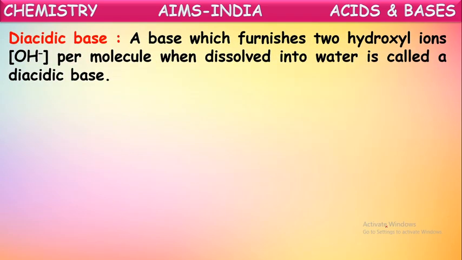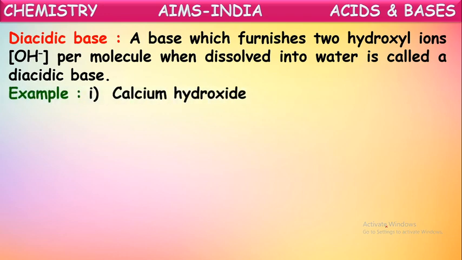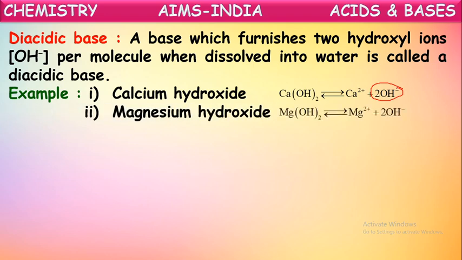Diacidic bases. The bases which furnish two hydroxyl ions per molecule when dissolved into water are called diacidic bases. For example, calcium hydroxide, whose formula we know is Ca(OH)2. When it is dissolved into water, from each molecule of calcium hydroxide, two OH minus ions are produced. So this kind of bases which furnish two hydroxyl ions from each molecule are called diacidic bases. One more example, magnesium hydroxide. Here also two OH minus ions are produced from each molecule of magnesium hydroxide. So it is also a diacidic base.